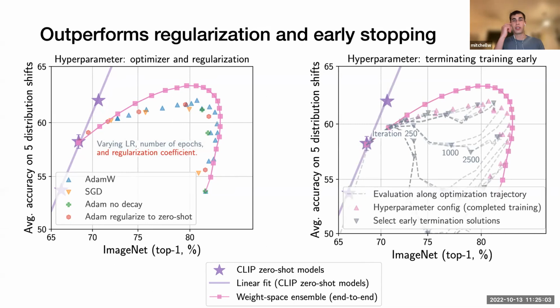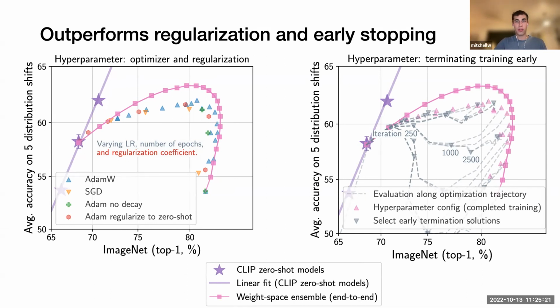Similarly, we can look at early stopping. So how do things look if you just stop training early? And we see that this is this gray trajectory here. All these gray trajectories are how accuracy looks as you're fine-tuning. So you can see that this is still lying within this pink curve.